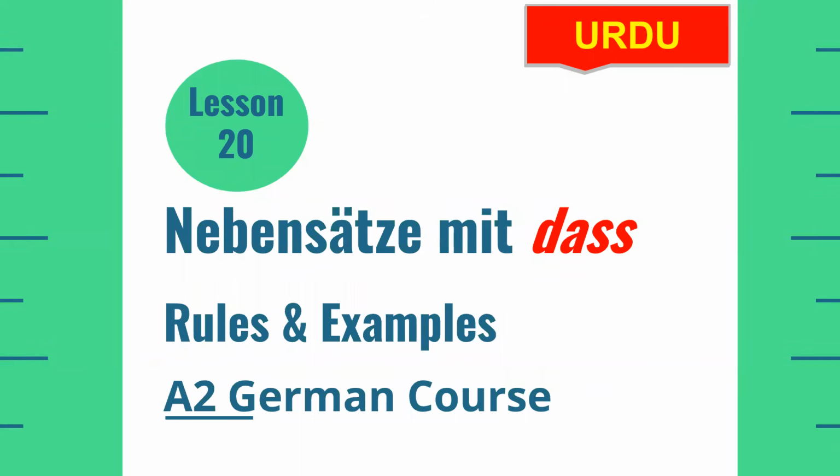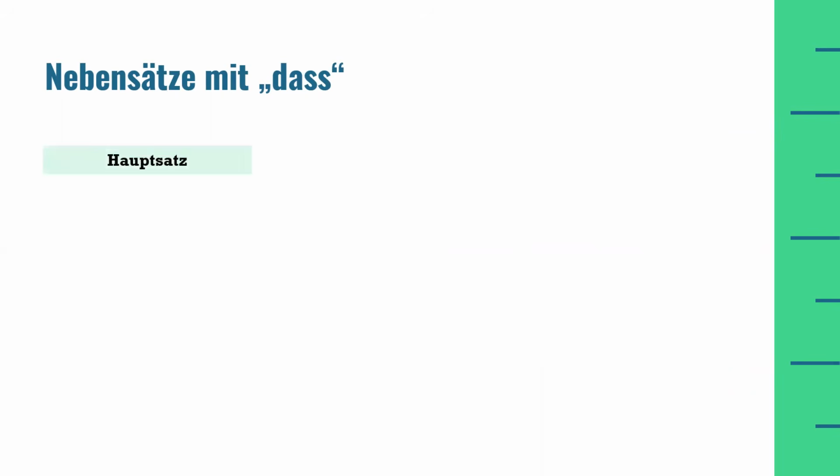Today is lesson number 20 of the A2 level of the German language course, and today we are going to cover an important topic of dass, which is used to combine a Hauptsatz with a Nebensatz. So it is the use of this dass that we combine a Hauptsatz with a Nebensatz.